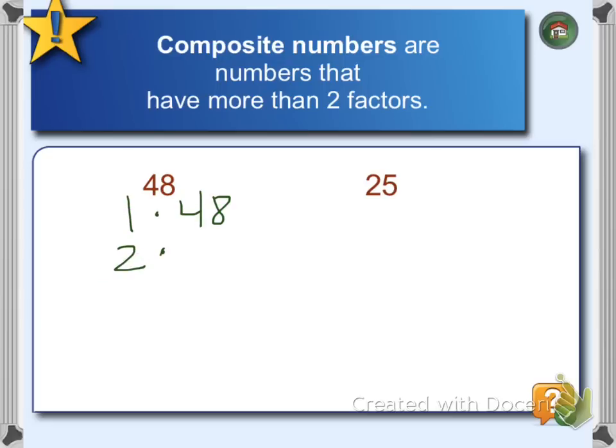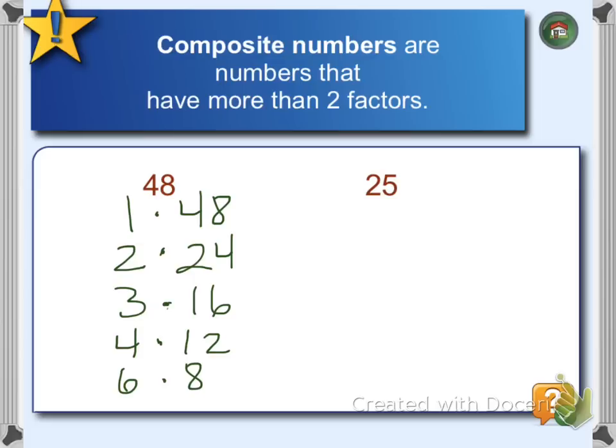But what's good practice is obviously you keep listing all the factors so you can get them. I do know that 3 goes into this. 4 plus 8 is 12. 3 times 16. And I know 4 works, and I also know that 6 works. So those are all the factors of 48. There's actually 10 of them. So definitely a composite number.